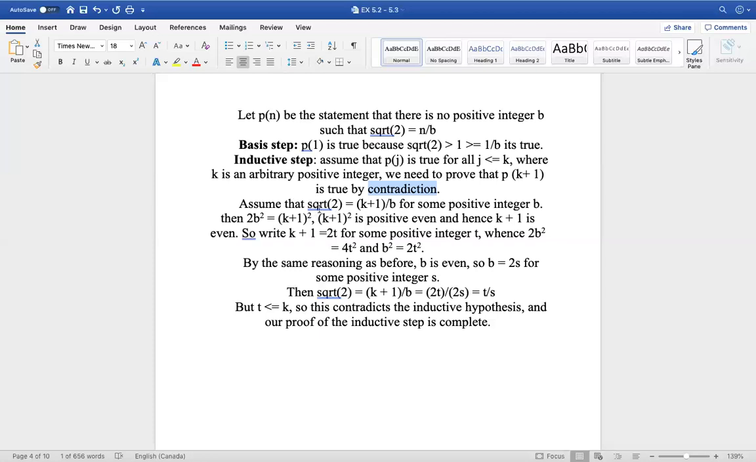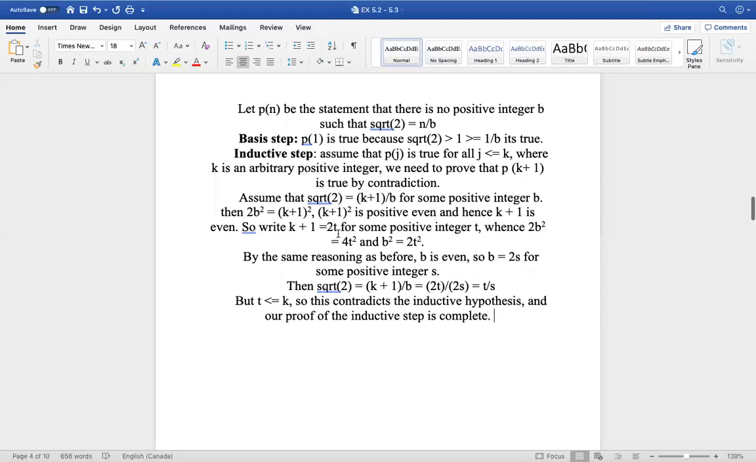Here we assume that this is true for some positive integer k, for some positive integer b, and then later in the proof we find out that t is less than or equal to k. So this contradicts our inductive hypothesis, which is the inductive hypothesis here. It contradicts that assumption. Therefore we know that this is not true, and hence our assumption must be true. So this is how we do the contradiction in the inductive step as well.